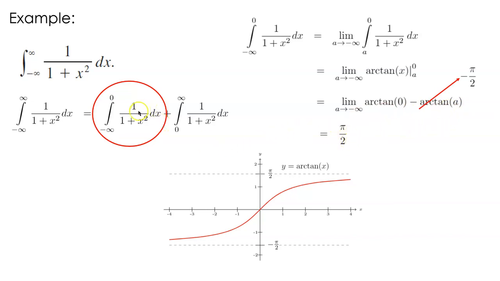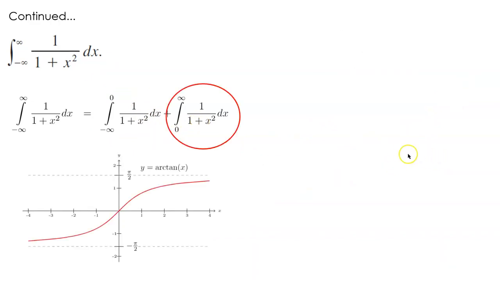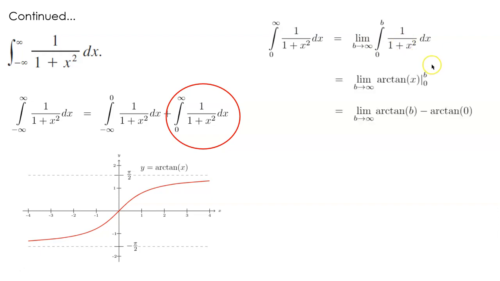Okay, so I got an answer. I got to keep going. I need to do the other one. Doing the other side, remembering what my picture looks like, I'll do the limit as b goes to infinity of the integral from 0 to b of that. Again, it's arctan. So as b goes to infinity, this becomes pi over 2, as we see from our graph, and arctan of 0 is 0. We get pi over 2.